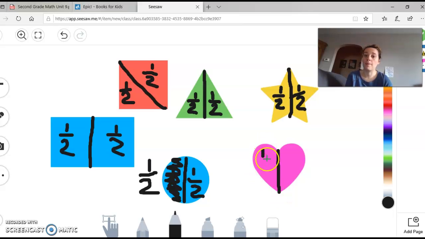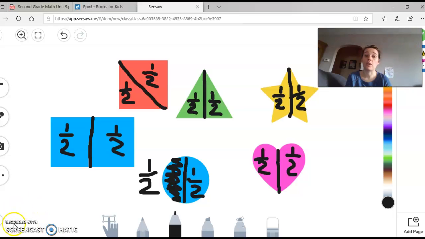Okay? Remember, this fraction is 1/2. 1 out of 2. Each side, we're talking about the parts. One side, 1 out of 2. As long as my shape is split into 2 equal shares, it doesn't matter what shape I use. Look at all these different shapes that I used. Remember, equal shares and halves are 2 parts.